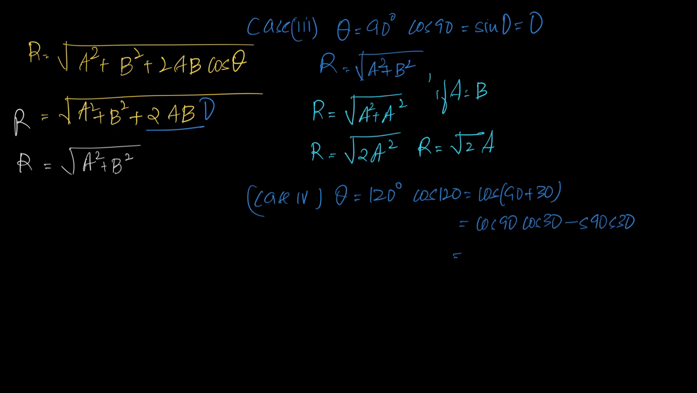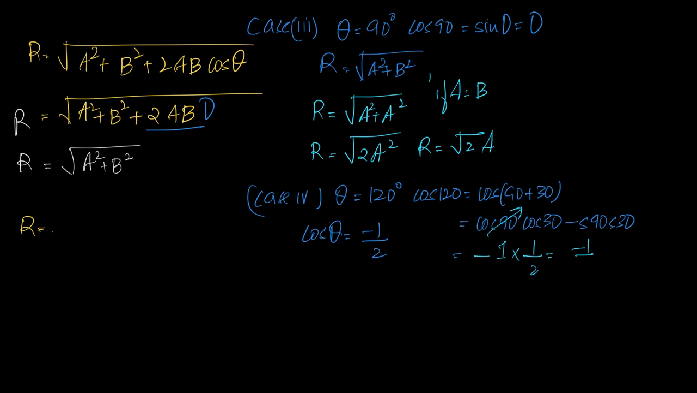Now, what is cos 90? We know that cos 90 is 0. So this will become minus, what is sin 90? Sine 90 is 1. What is sine 30? It is 1 by 2. So cos 120 is minus 1 by 2. So when theta is equal to 120, cos theta is equal to minus 1 by 2.